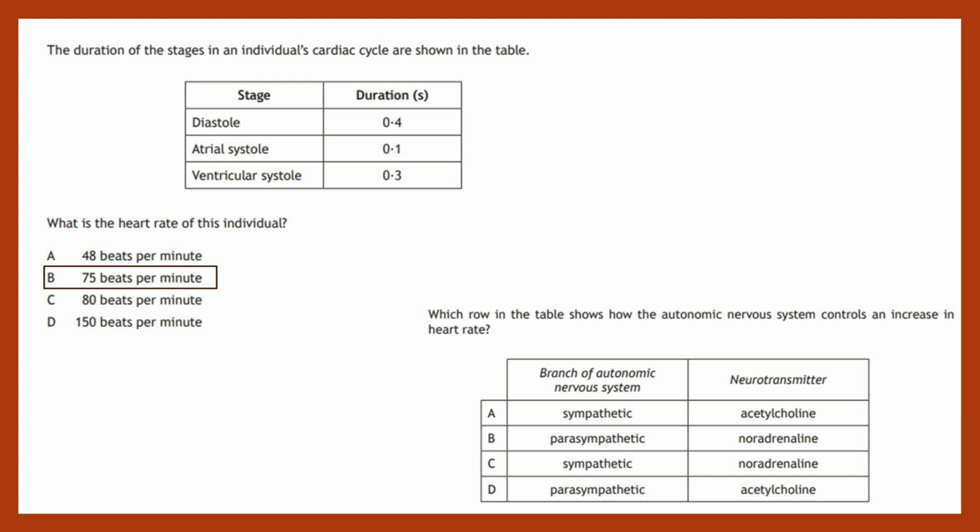The second question here refers to the autonomic nervous system control of heart rate. So, which branch of the nervous system will speed up or slow down, and which neurotransmitter, which chemical, does it release to do so? Sympathetic is fight or flight, parasympathetic is rest and digest. Sympathetic uses noradrenaline, parasympathetic always uses acetylcholine. So to increase, it's got to be the sympathetic and noradrenaline, so option C.